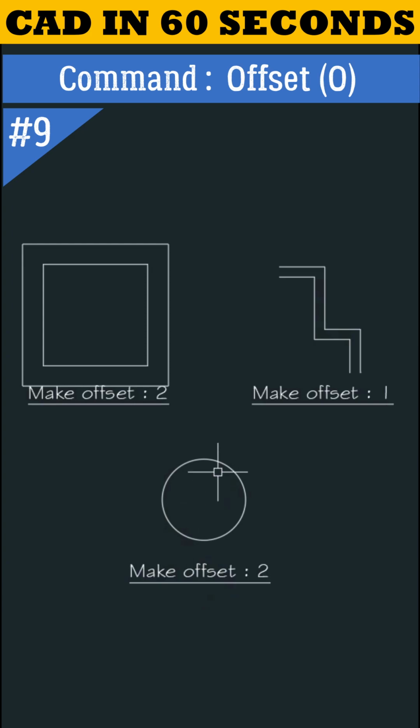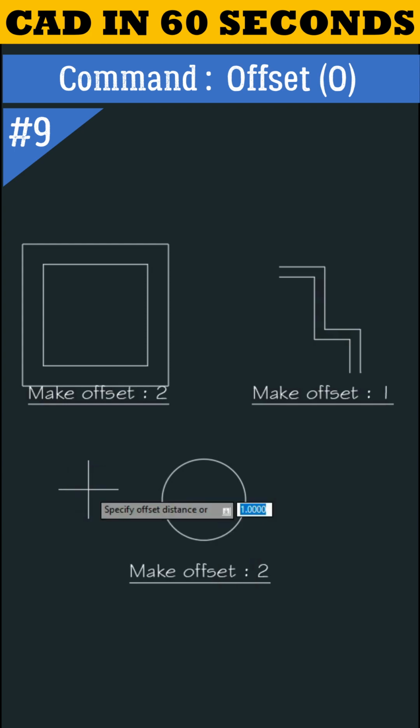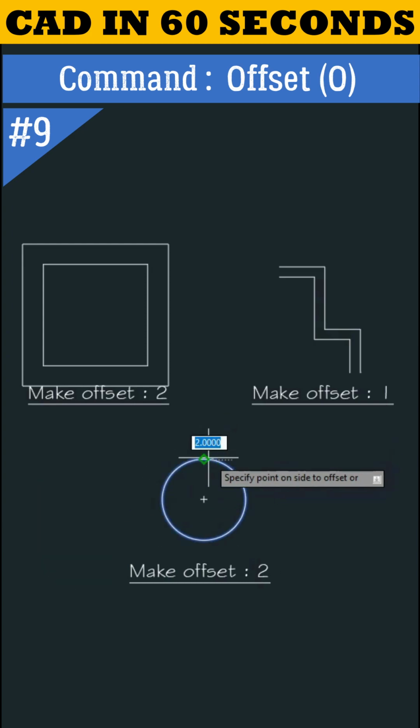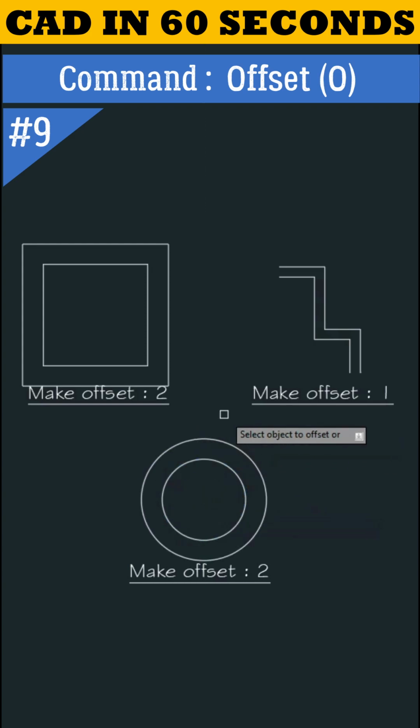Now let's make a copy of this circle at a distance of 2. Type the offset command, press enter. Let's specify the distance. Type 2, press enter. Now select the existing circle. Again, if you click inside of the circle, it will come inside. If you click outside of the circle, it will come outside. Press escape to finish the command.